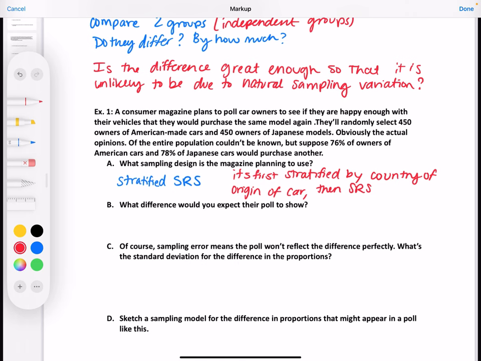And then what difference would you expect their poll to show? So that's just simple math. What's the difference in those two numbers? The percentage, yeah. 2. Yep, so 2%, because that's the difference in percentage.